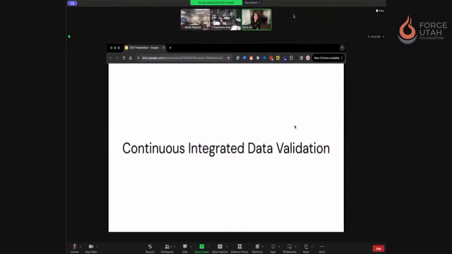Okay, so continuous integrated data validation. I promise to say it three times really fast. Continuous integrated data validation. All right, what do we mean by this? Let's start with data validation. This is probably the most familiar to all of us.